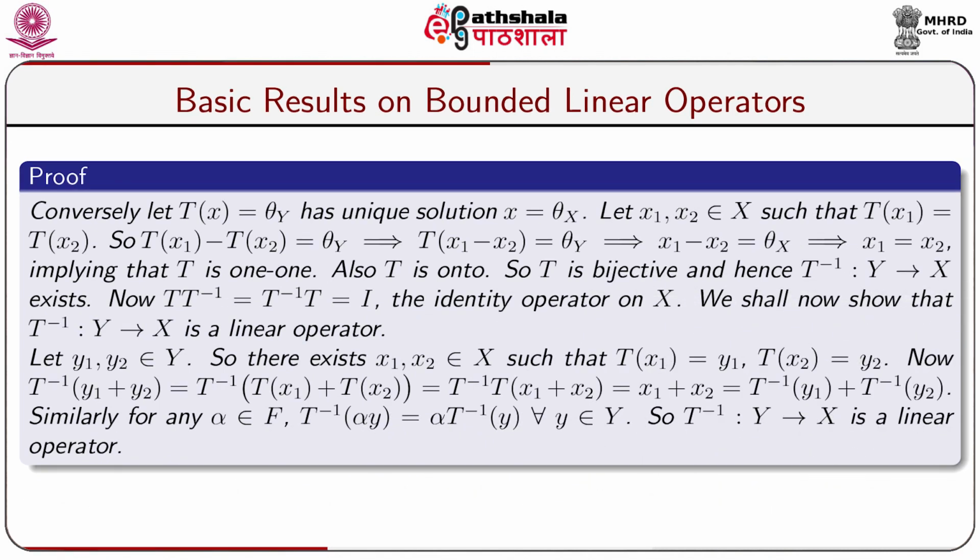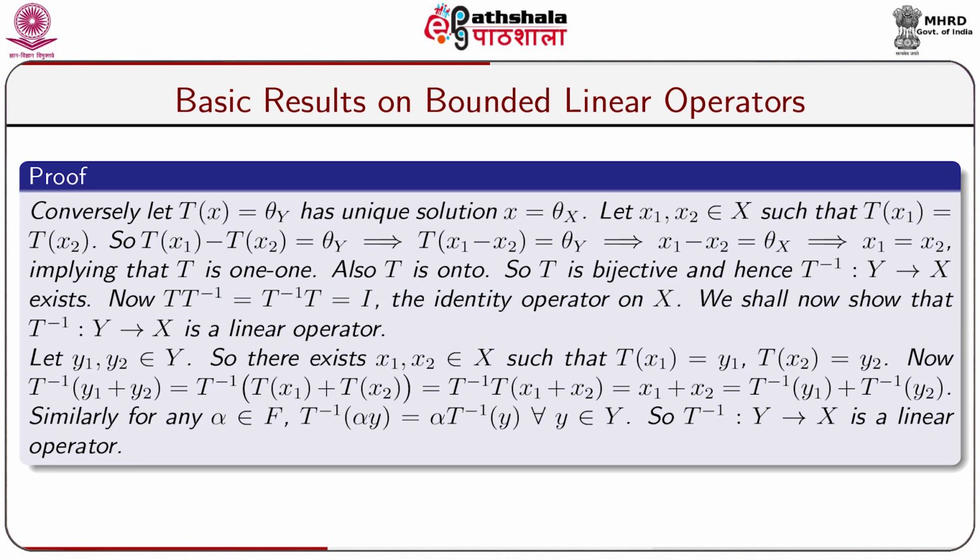Conversely, let Tx is equal to theta y have a unique solution x equal to theta x. Let x1, x2 belonging to capital X such that Tx1 is equal to Tx2. So Tx1 minus Tx2 is equal to theta y implies T of x1 minus x2 is equal to theta y. This implies x1 minus x2 is equal to theta x, by the given condition, that is Tx is equal to theta y has a unique solution x is equal to theta x. So x1 minus x2 is equal to theta x implies x1 is equal to x2, implying that T is 1-1. Given T is onto, so T is 1-1 and onto, so T is bijective, and hence T inverse is a mapping from Y to X exists.